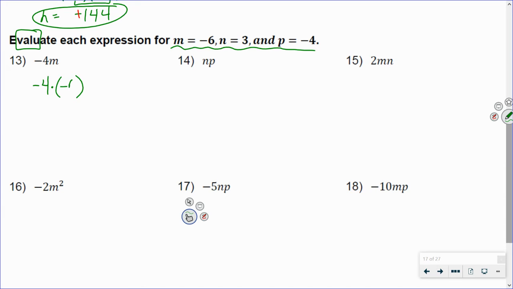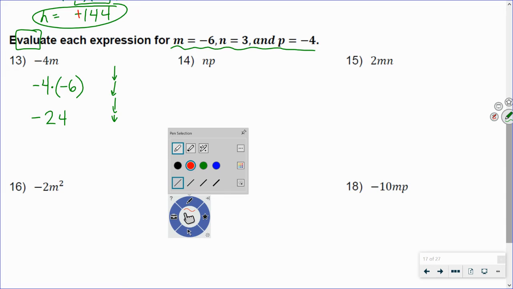So if m is negative 6, 4 times we go down 6. I'm tempted to say 24 negatives, but this then asks us to take the opposite of all those negatives, which puts us to positive. Number 16, negative 2 times some number squared, and m is still negative 6.